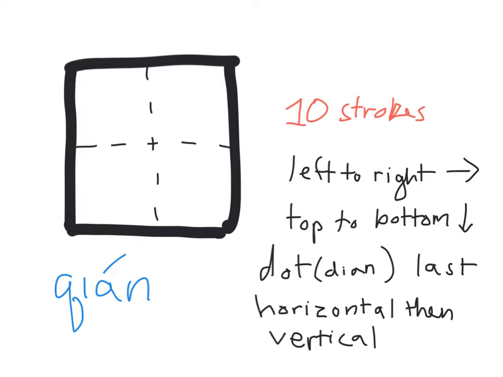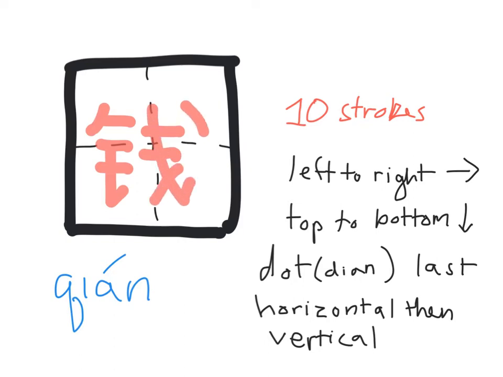Let's practice writing the character Qian. It is 10 strokes. 1, 2, 3, 4, 5, 6, 7, 8, 9, 10. Important rules to remember are that you write the character from left to right, top to bottom, horizontal before vertical, and you add the dot last.